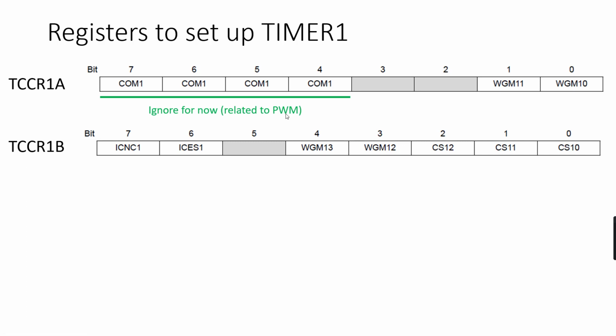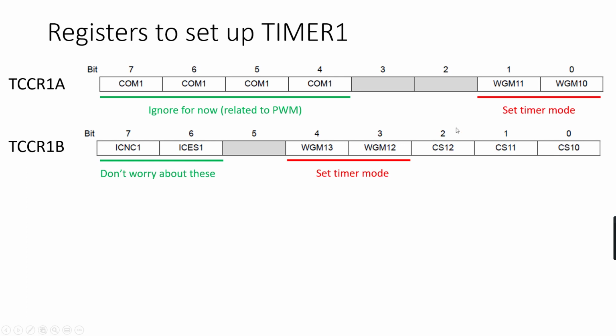So if you wanted to do something like control the brightness of an LED or the speed of a motor, you would use PWM for that. We'll do that in a future video. We have these two ICNC1 and ICES1 bits. Again, we are going to ignore those in this video series. We're not using them. Next, we have the waveform generation mode bits, which are confusing because they are split across two different registers. In order, they actually start in TCCR1B and then go up to TCCR1A.